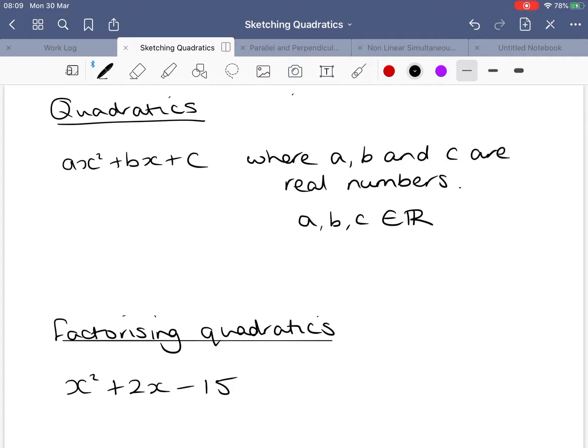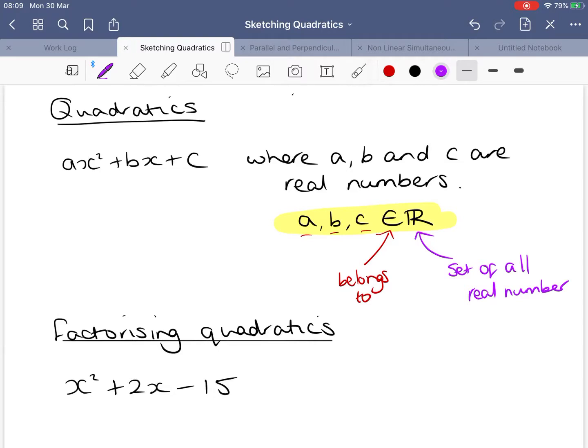It's got ax squared plus bx plus c, and I've got a bit of new notation here for you which you've never seen before. And it says where a, b and c are real numbers. This little symbol here means belongs to, and this funny R here is just the set of all real numbers. So all we're saying is a, b and c belong to the set of all real numbers. In other words, a, b and c are real numbers.